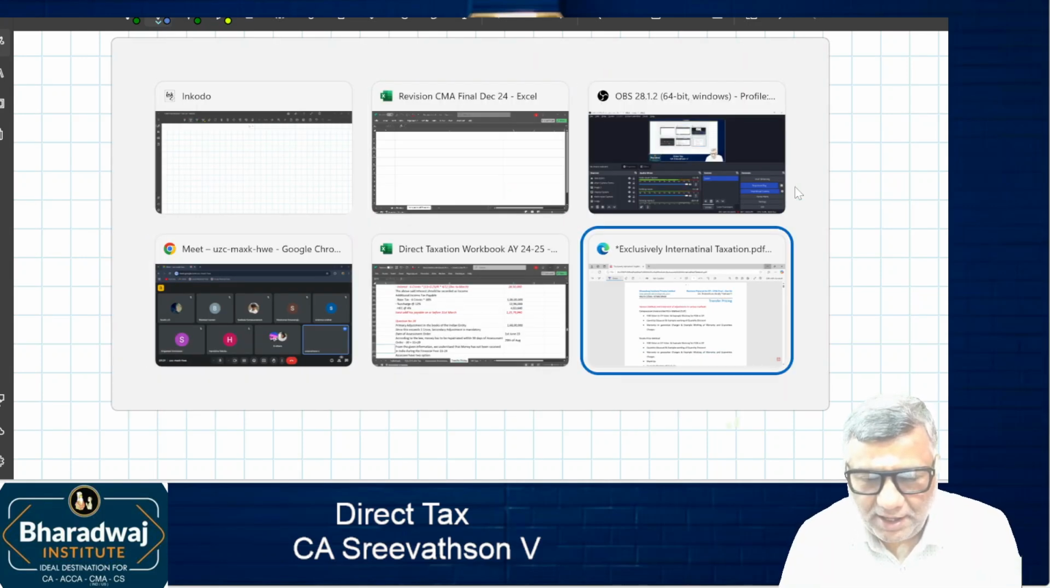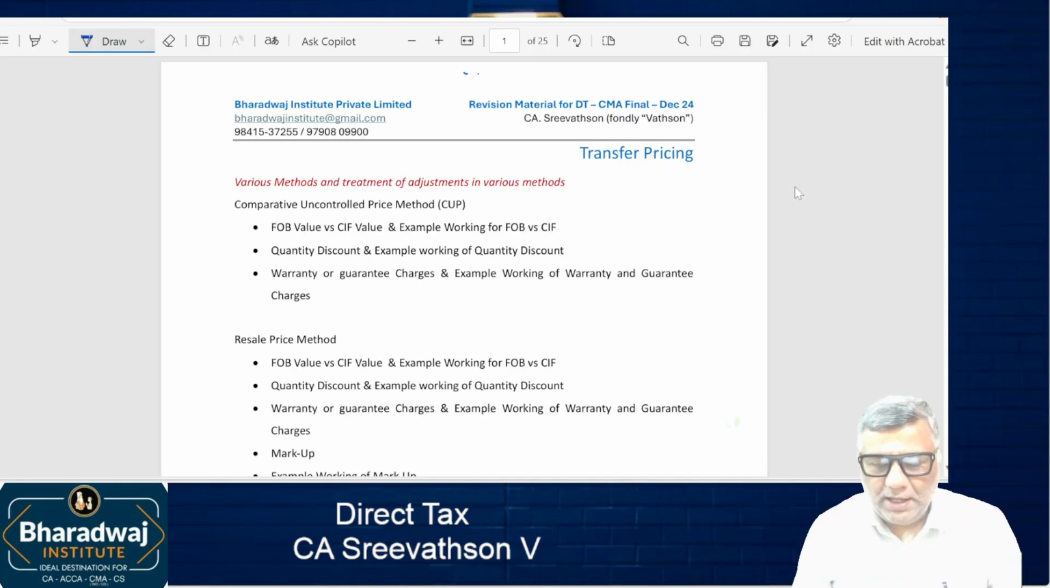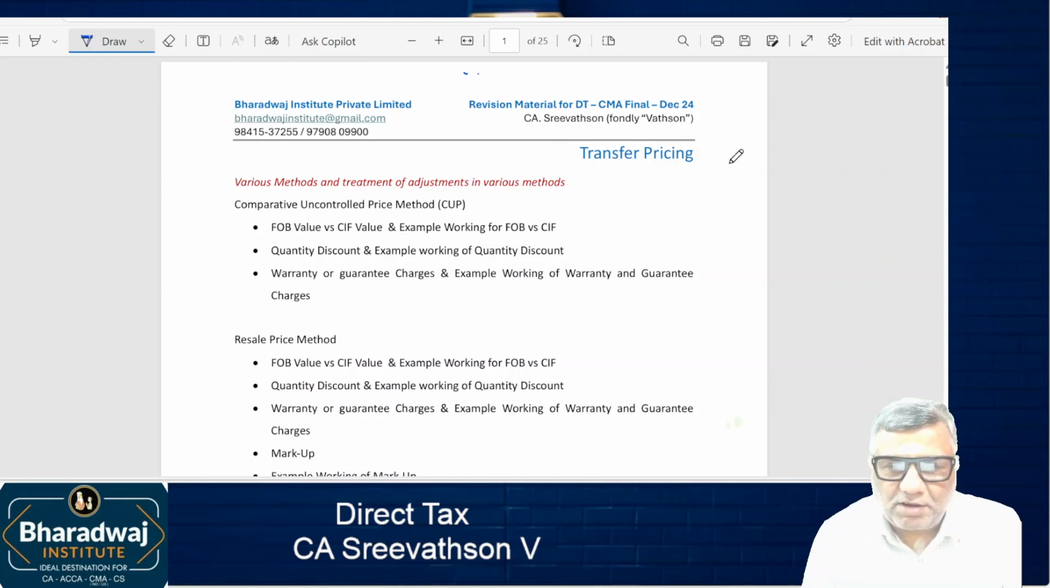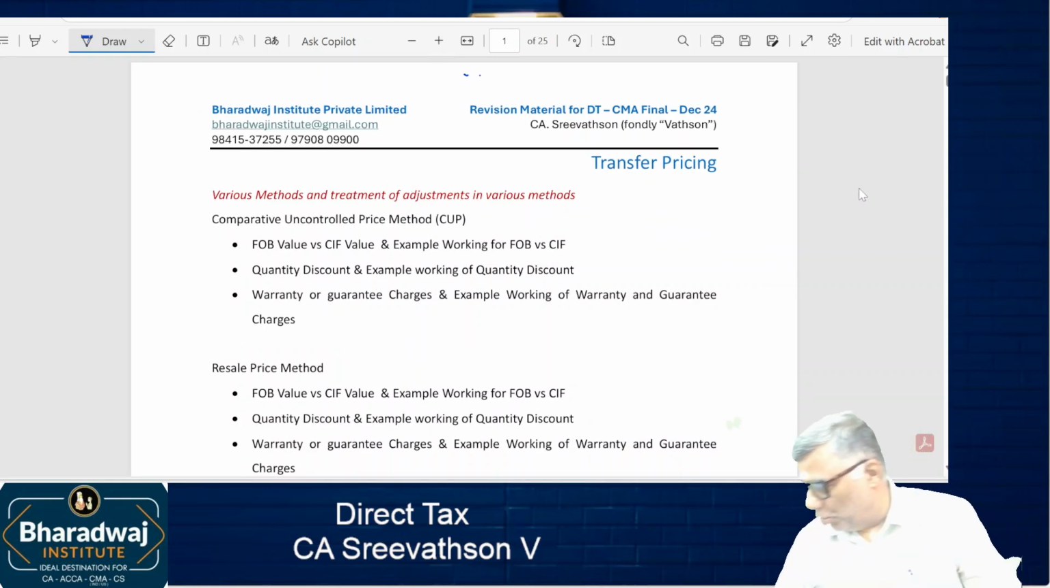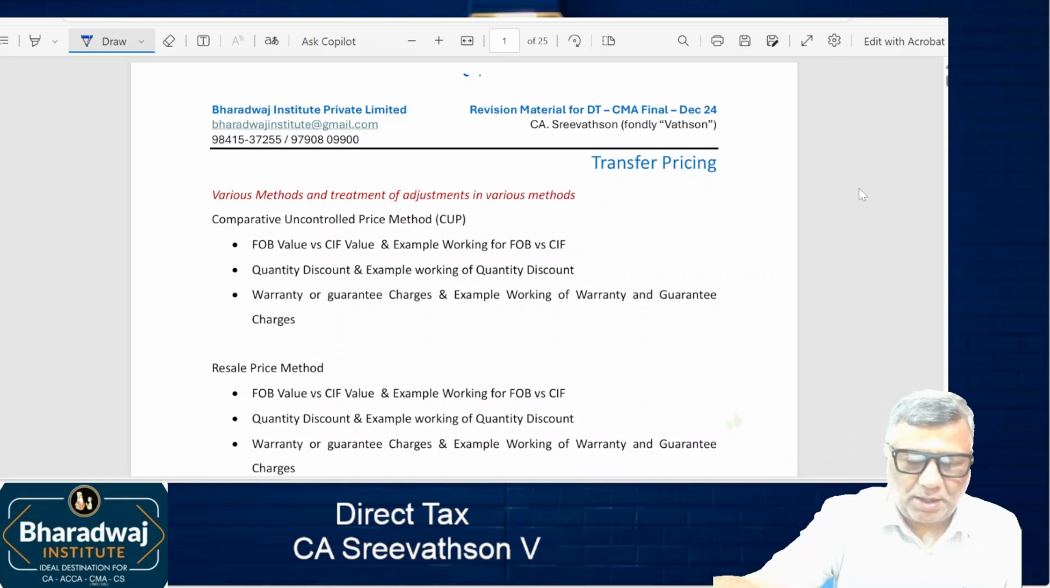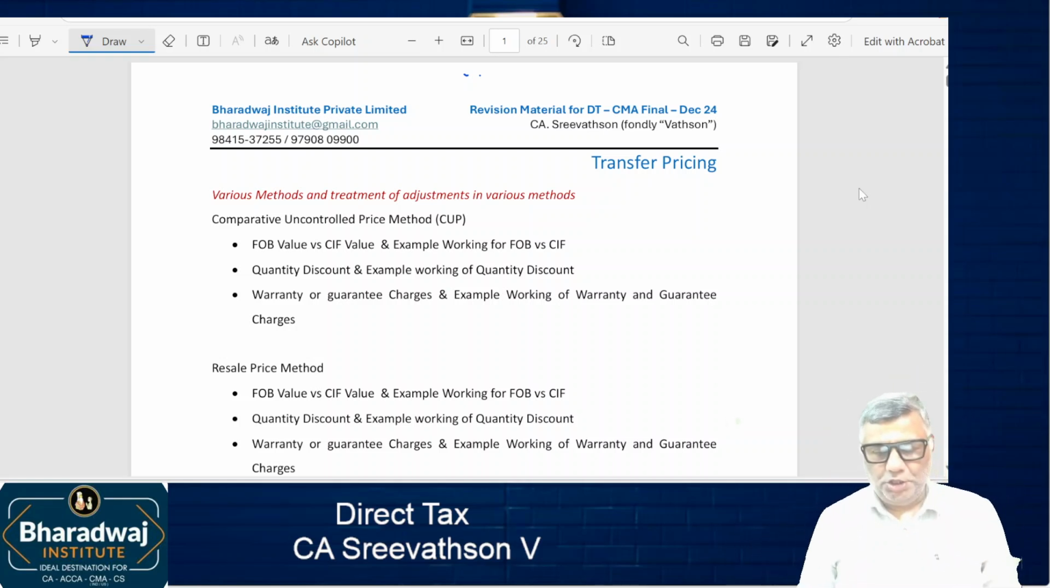Today this is going to be the revision material for your international taxation. It is there in the group, and those who are coming to the class can pick up a copy of the material. Others can pick it up from the group.